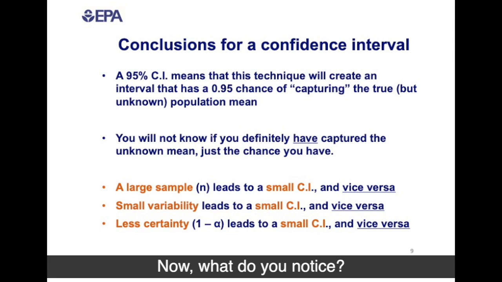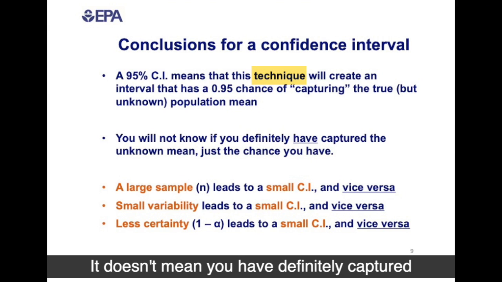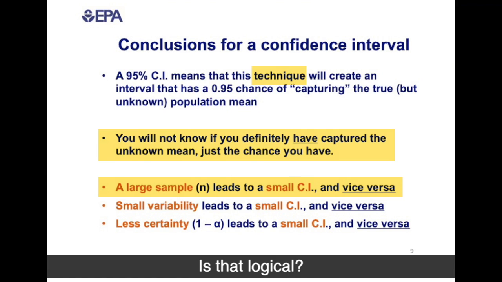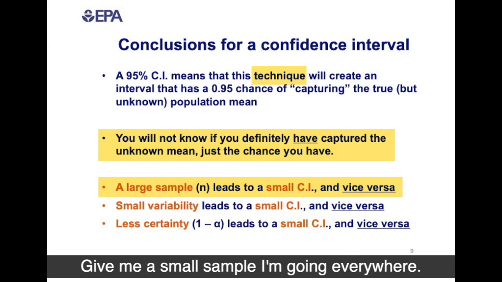Now, what do you know then? Here's something that you must realize about confidence interval. It's a technique. It doesn't mean you have definitely captured the unknown answer. It just means you have a probability that you've done that. A large sample leads to a small confidence interval. Is that logical? Yeah, give me a huge big sample, I can be pretty accurate. Give me a small sample, I'm going to be everywhere.